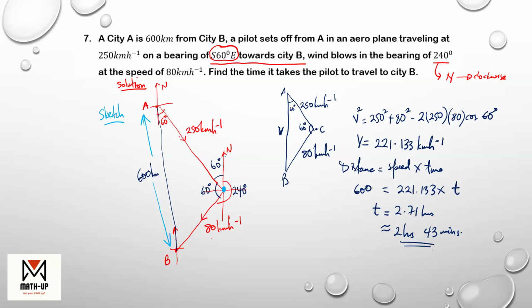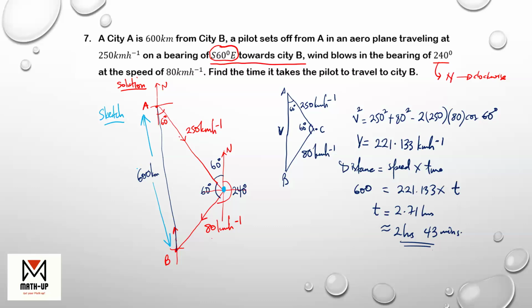So if this pilot sets off from A to B directly, then we shouldn't forget that there is wind that will affect his course and would make him divert away from city B. In other words, he's looking for the shortest way of getting to B with the wind there. So how will he make use of the wind to help him get to city B?